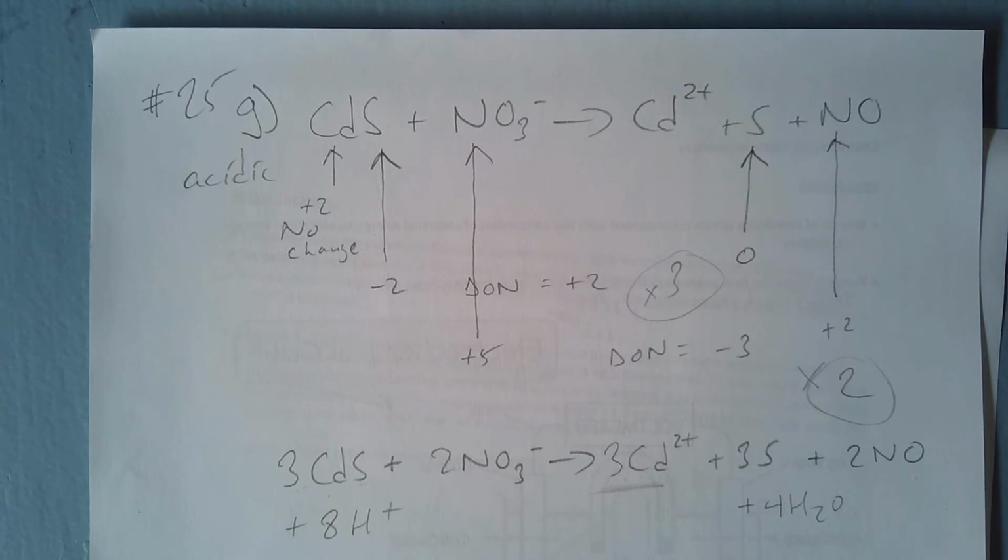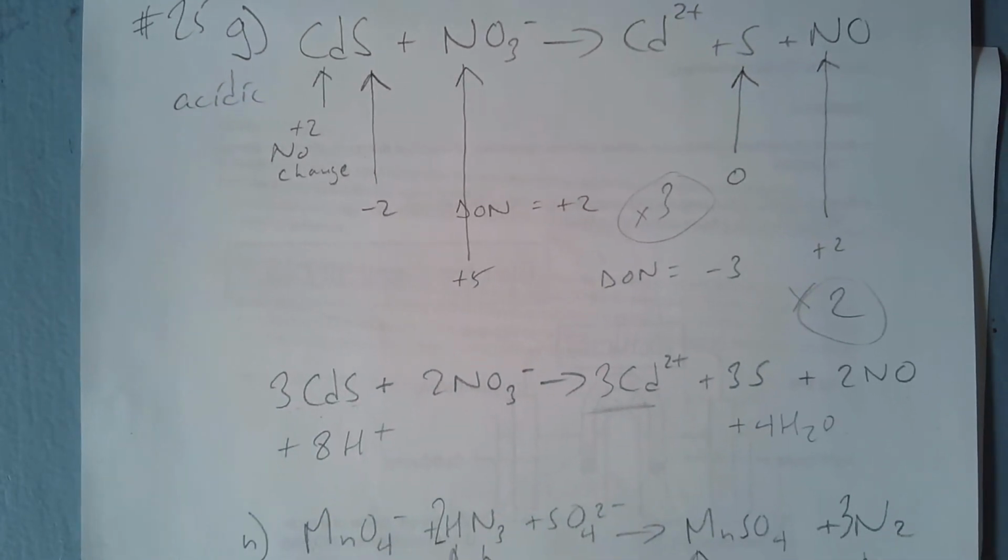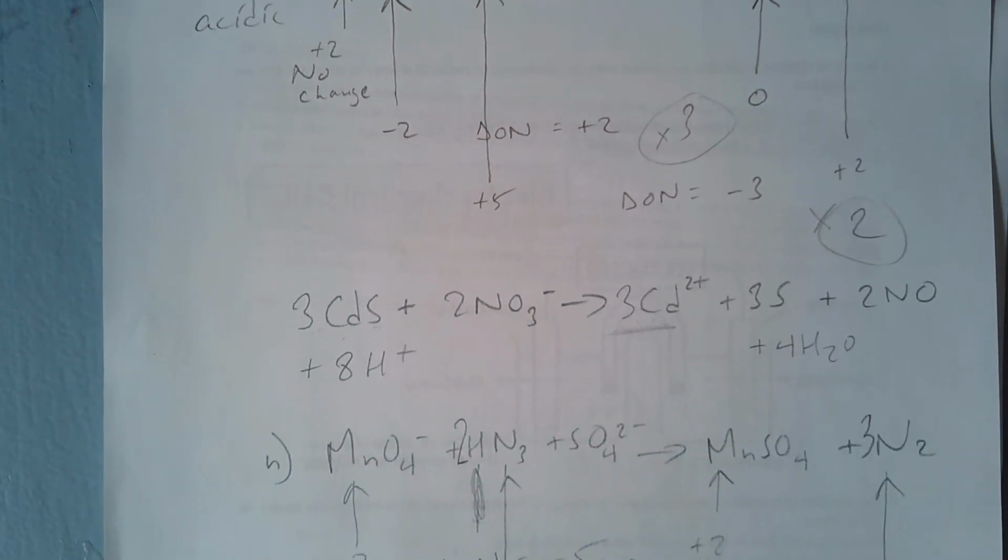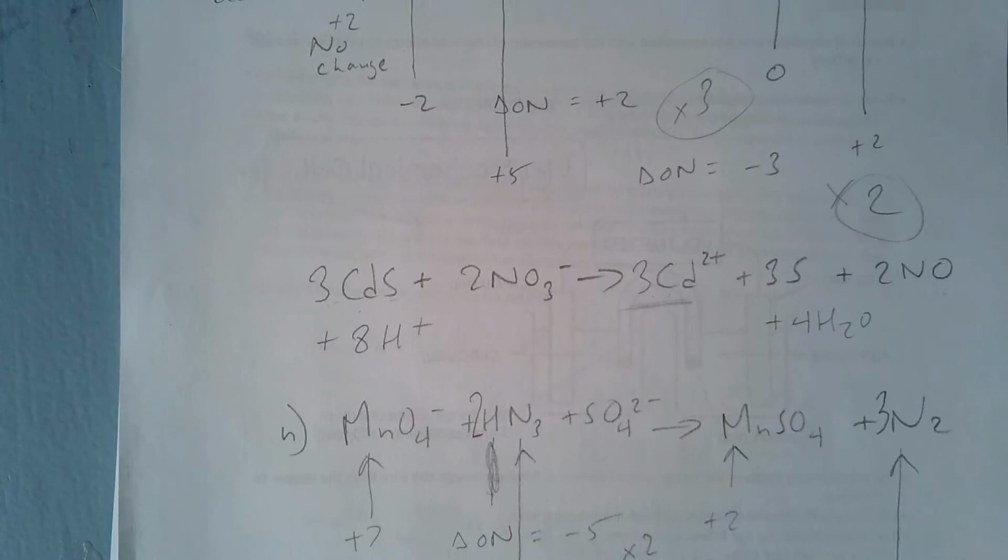Part N was another difficult one. The first thing you do is balance the nitrogens, so you put a 2 here and a 3 here, so we've got 6 on both sides. Then let's look at the ones going through a change of oxidation number. Manganese is +7 here and +2 here, so that drops by 5. Now the one that's difficult here is the nitrogen.